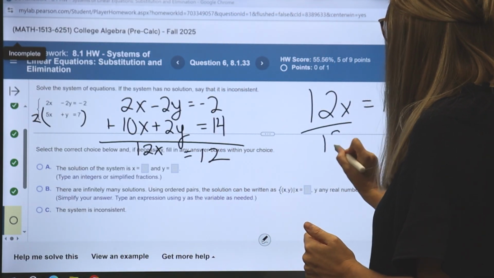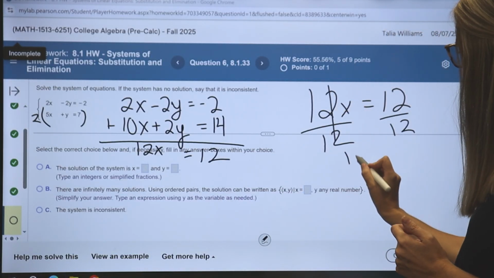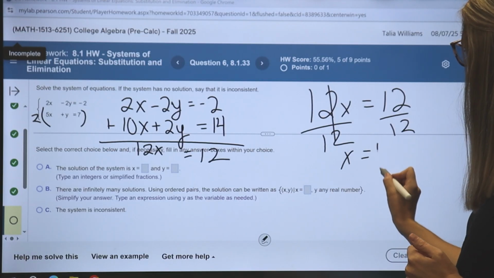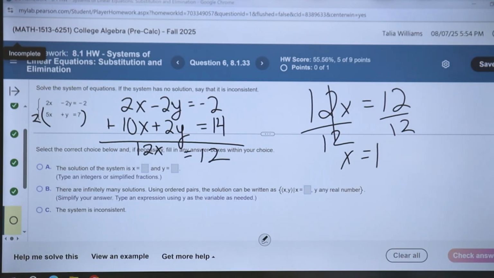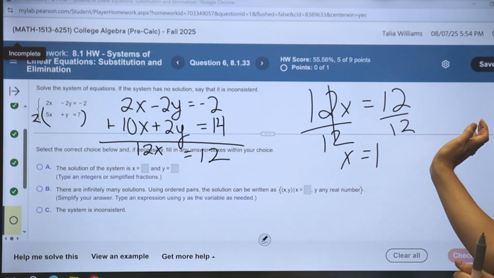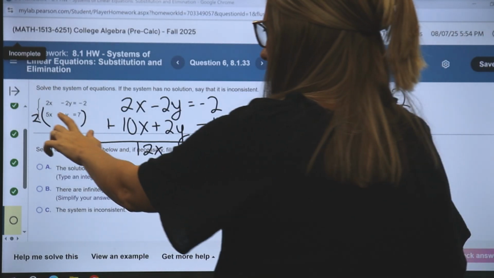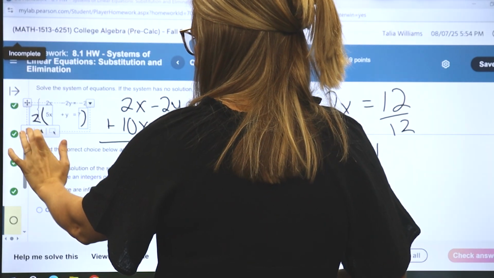And then divide by 12. 12 divided by 12 is 1. Then pick either equation, whichever one. You can use the one that's been multiplied or the one that hasn't. It doesn't matter, they're all going to come out the same. I'm actually going to go back to our original one right there.